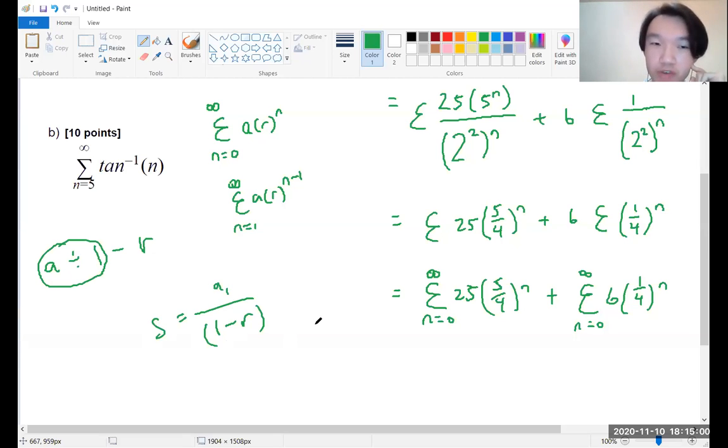Right before you even use the formula, because if it has a sum, that implies that it's convergent. You have to make sure it's convergent first. So that's the rule for deciding whether a geometric series is convergent: the common ratio has to be less than 1 in absolute value. So looking at these two series here, do they both converge?